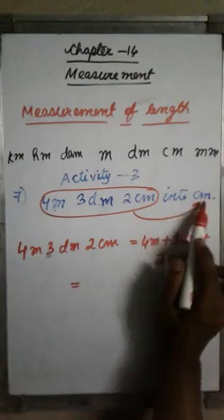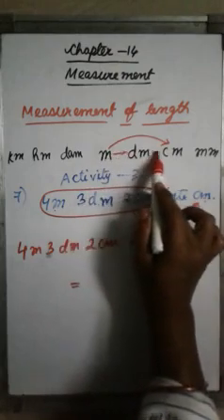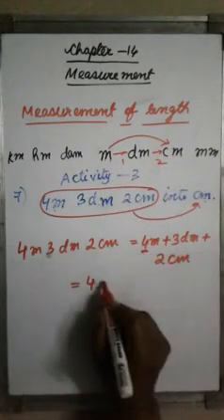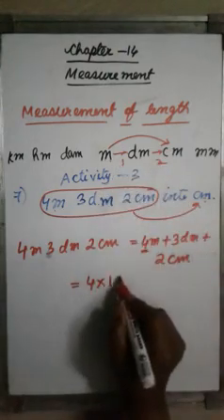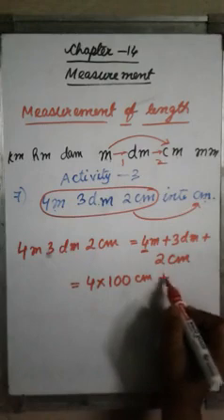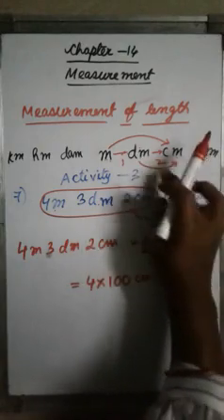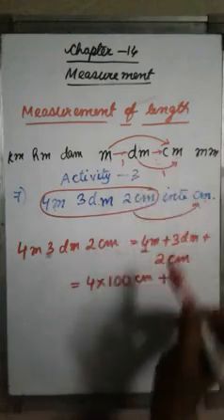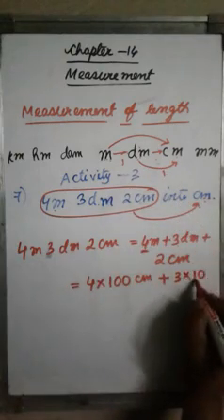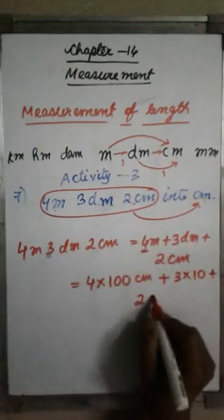4 meter, I have to convert to centimeter. So meter to centimeter, one step, two step. So this 4 into 2 steps, so after 1, 2 zeros I have to write centimeter, because I am going from meter to centimeter, plus 3 decimeter. From decimeter to centimeter I have to go, how many steps? Only one step. So 3 into one step, that means after 1, 1 zero, plus 2 centimeter. It is centimeter to centimeter, I shall write it as it is.